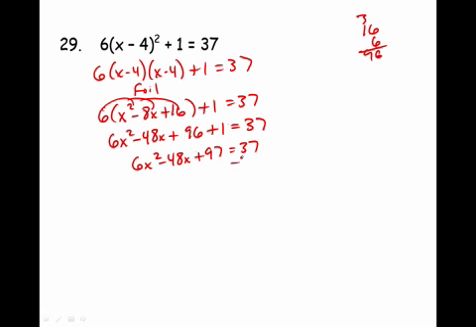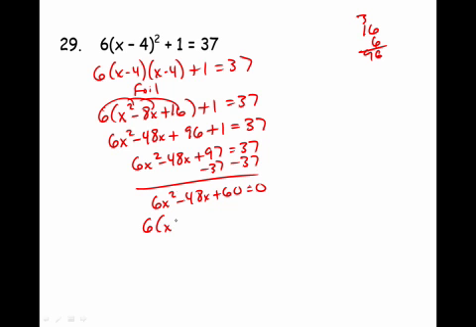Now I would go ahead and subtract 37 from both sides to set it equal to 0. Remember, if we're solving for x, we need to set it equal to 0. So 6x squared minus 48x plus 60 is equal to 0. As you can see, the coefficients are 6, 48, and 60. Hopefully you can recognize that you should be able to factor out a 6 at this point.